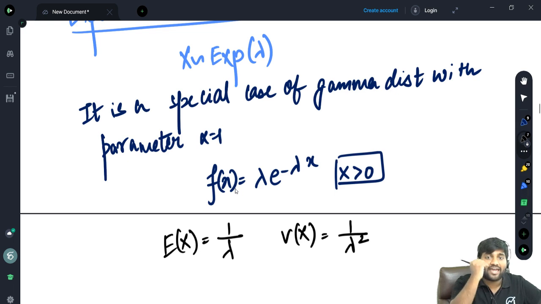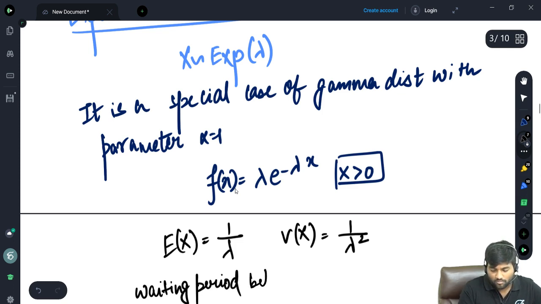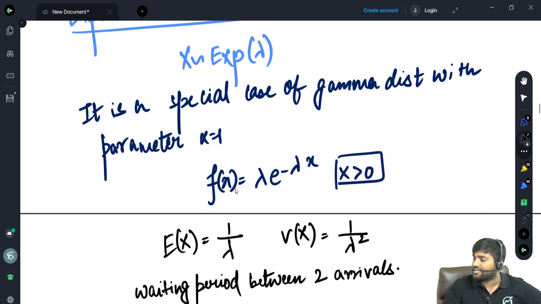How to identify that it is an exponential distribution? Whenever you get the feel that in the question they are asking the time between two trains, the time between two calls, basically exponential distribution is also known as waiting time distribution. Waiting period between two arrivals.